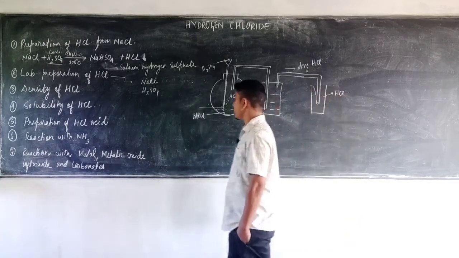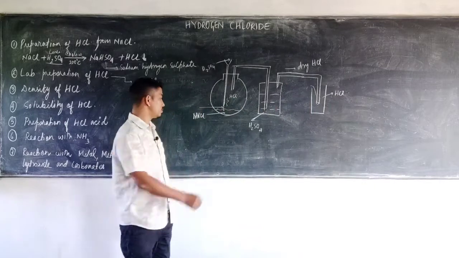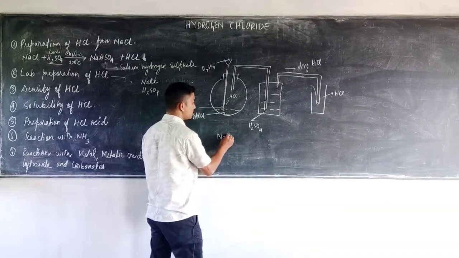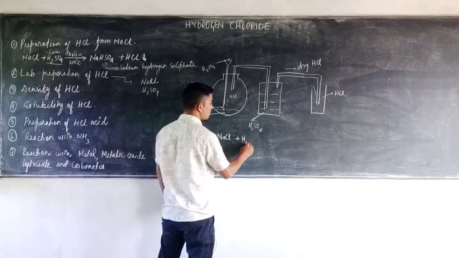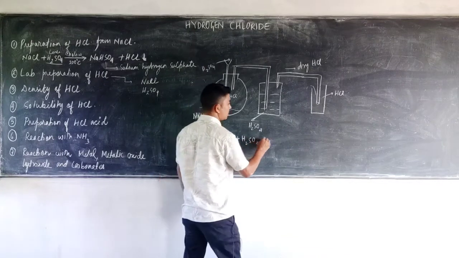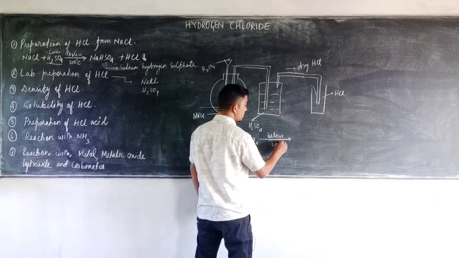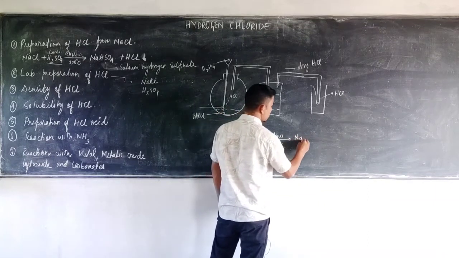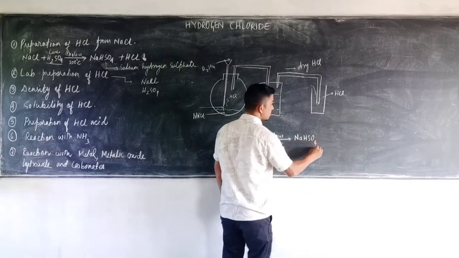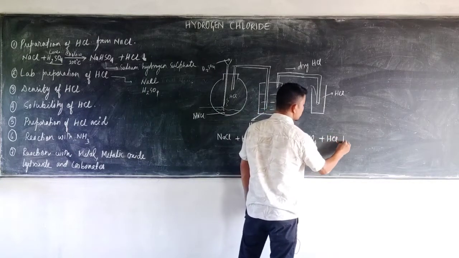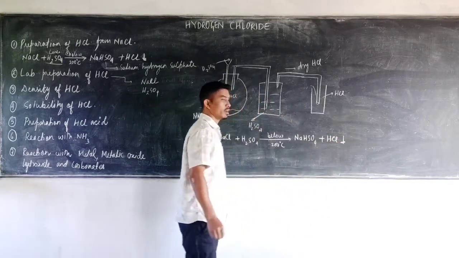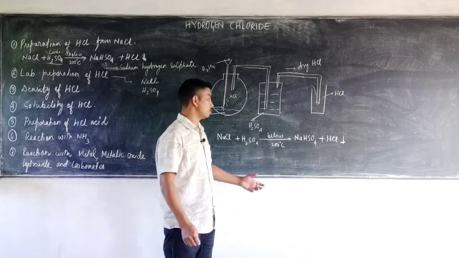So the reaction taking place in the laboratory preparation of HCl is, so when sodium chloride reacts with sulfuric acid, at a temperature below 200 degrees centigrade, it produces sodium hydrogen sulfate plus HCl gas. Okay, and this HCl can be collected by the downward displacement of air.